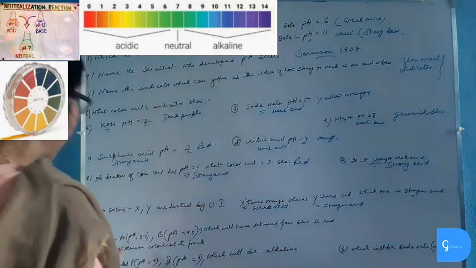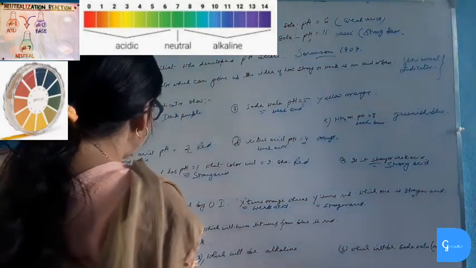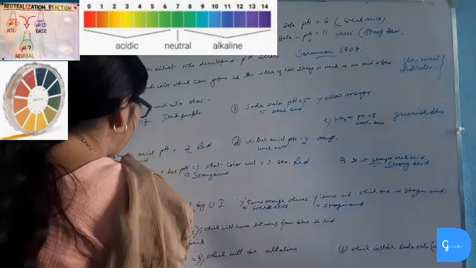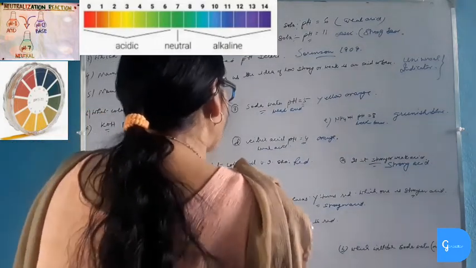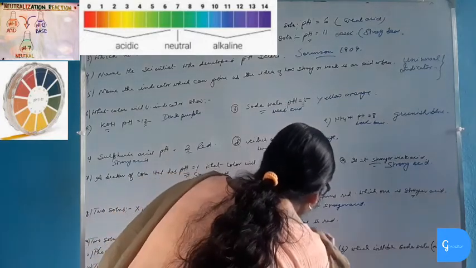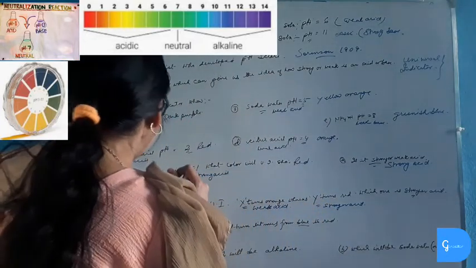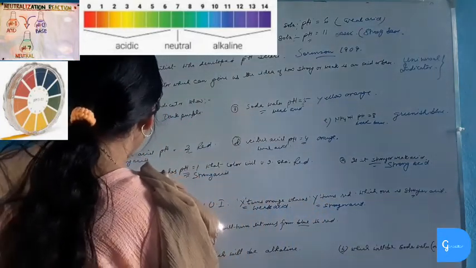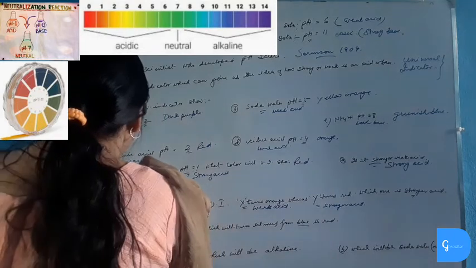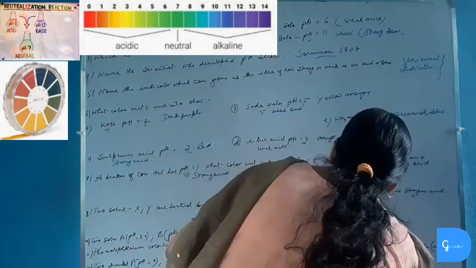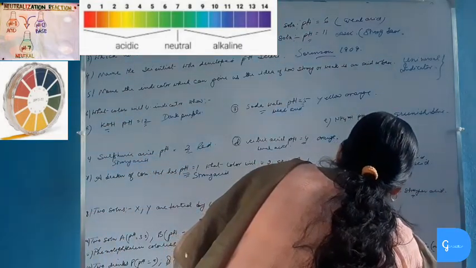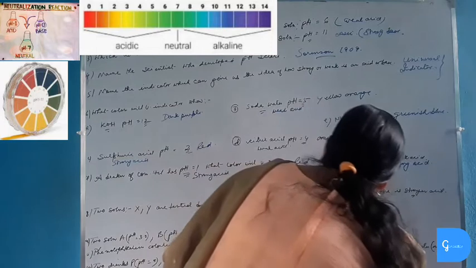Two solutions, A having pH value 3.0 and solution B having pH value of 9.5, which will turn litmus from blue to red? Acid turns blue litmus red, so here the pH value which is less than 7 will be acidic, so A solution is acidic because it is having pH value 3. So solution A is acidic and will turn blue litmus red.